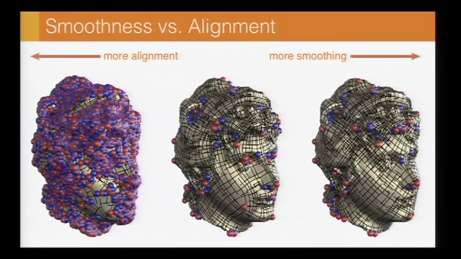Here's another example showing the trade-off between smoothing and alignment, and you can see if we do no smoothing at all, we just get a bunch of noise. If we do too much smoothing, we miss out on these geometric features in the face, and somewhere in the middle we get a nice natural solution. And I should point out that this is really the one and only parameter in our algorithm. You get to control how much smoothing there is, nothing else.